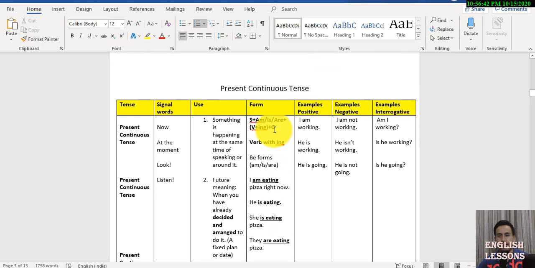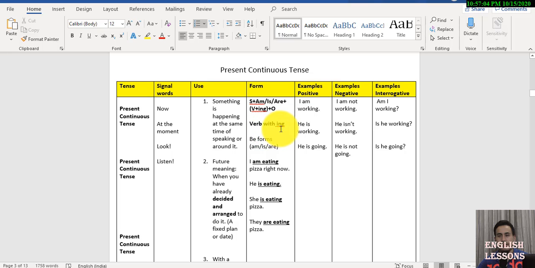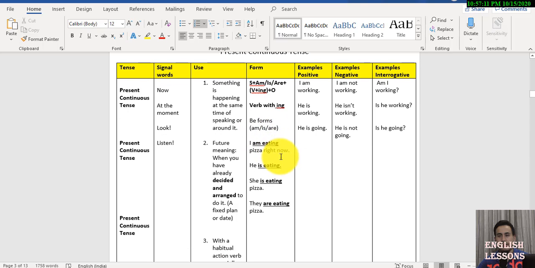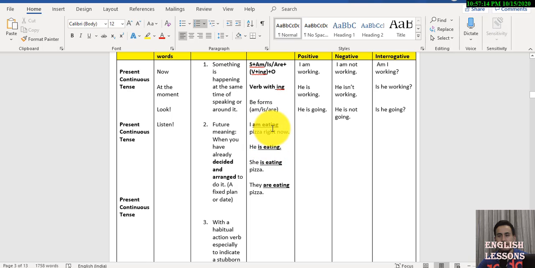And let's look at the form. The form here: subject plus am or are or is plus verb in ing. So the verb should be in ing. Singing, doing, crying. Verb with ing. Be forms. What are be forms? Be forms are am, is, and are. And the example: I am eating pizza right now.